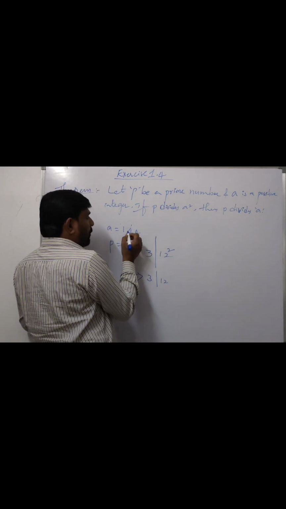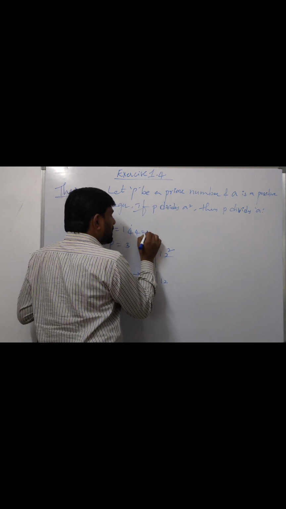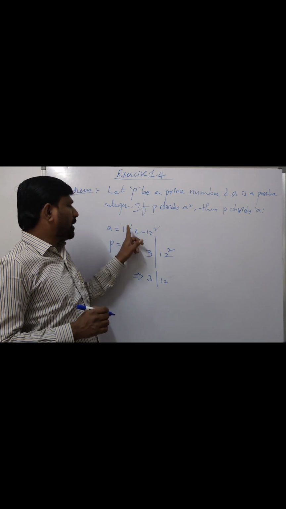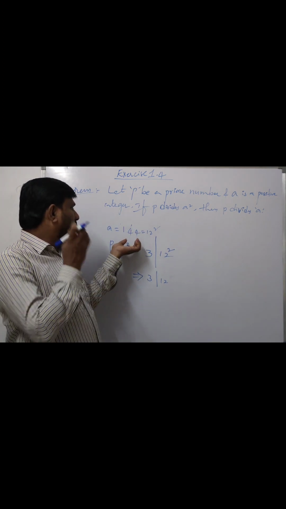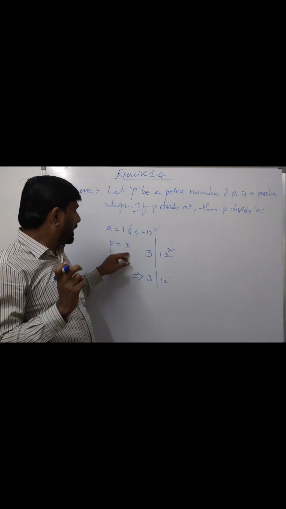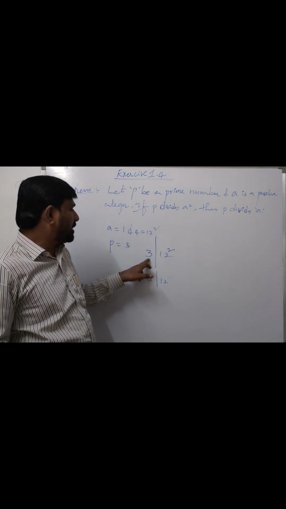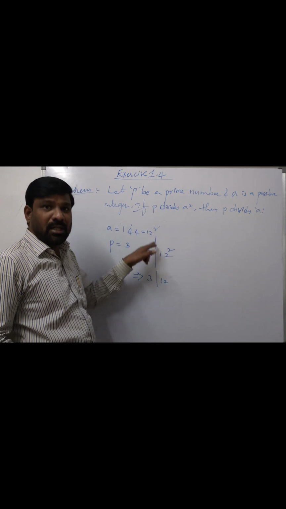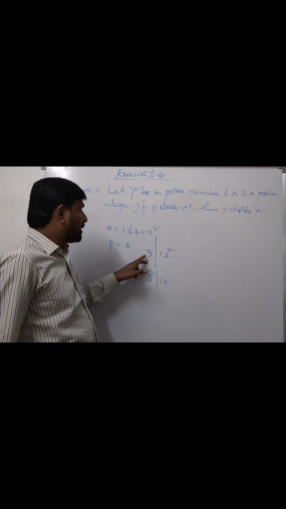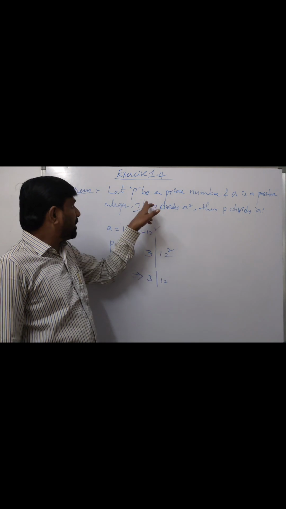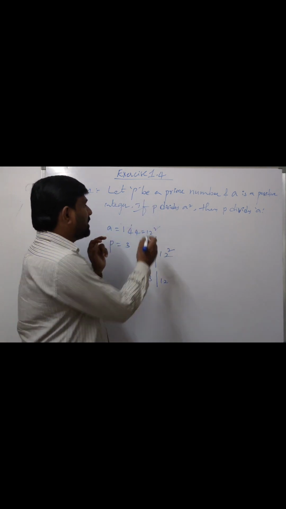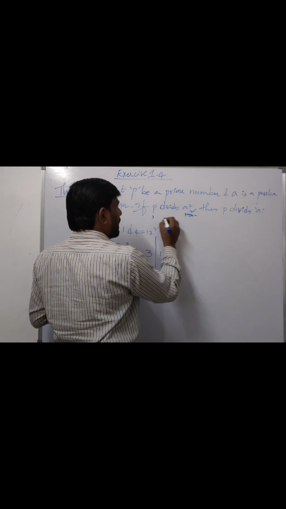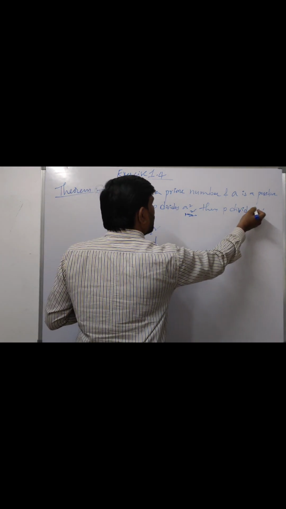144 is the perfect square of 12, right? If P divides 144, 3 4s are 12, 3 8s are 24, so 144 is divisible by 3. This means 3 divides 144, or 3 divides 12 square. This is the divisibility symbol, not the division symbol, right? As per the problem, if 3 divides 12 square, then 3 also divides A.